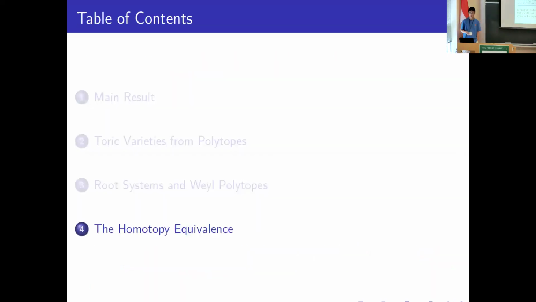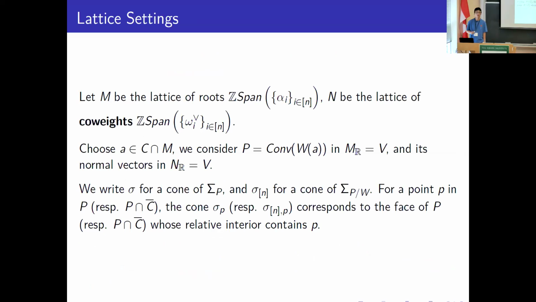Okay. Now we need to construct the homotopy equivalence. First, we need to choose a lattice to construct the toric variety. So we let M be the lattice generated by roots, and N the dual lattice. We call it the lattice of co-weights, and we write omega_i for the basis dual to alpha_i.